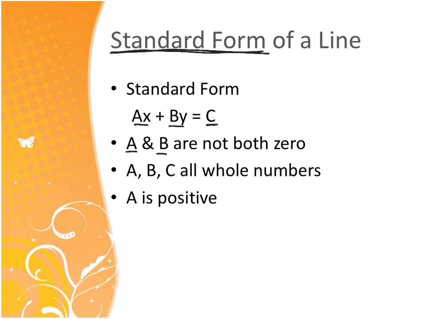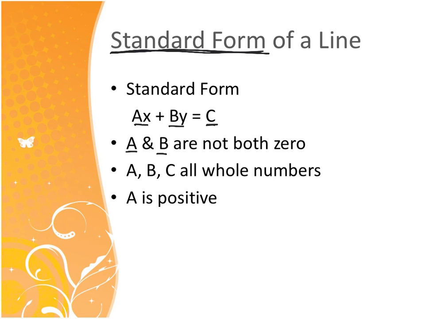A, B, and C, when we put things in standard form, all need to be whole numbers. So if they are fractions, we might need to multiply by something to turn them into whole numbers. And also, A, that number in the front, we call that the leading coefficient, the one that's right out front, needs to be a positive number.